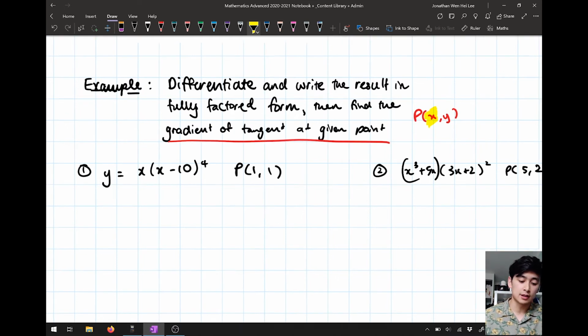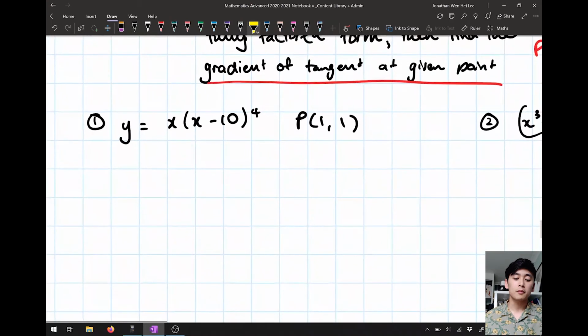So let's have a look at these examples. First one, we've got x times x minus 10 to the power 4, and we want to find the gradient at the point 1, 1. For this example, we're going to sub x equal 1. But before we do that, we need to differentiate.